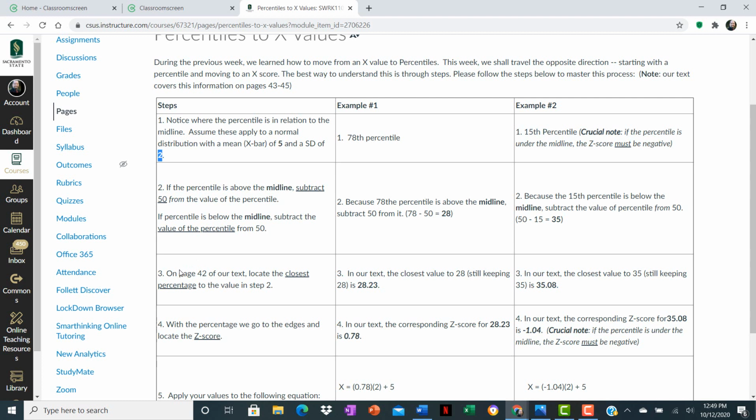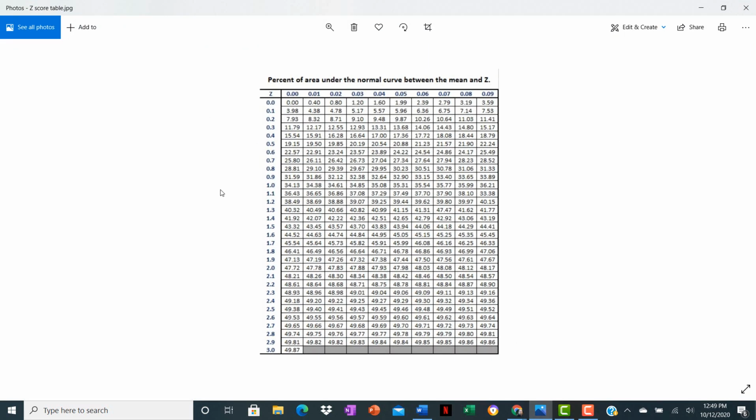Okay, so then it says, on page 42 of our text, locate the closest percentage to the value in step 2. All right, so let's go ahead, and what I've done for you today is I have this up. Now, instead of going from the outside in like we did with the z-scores, we're going to go from the inside out. So we're looking among the values here in the middle of the chart to see which one's closest to 28.